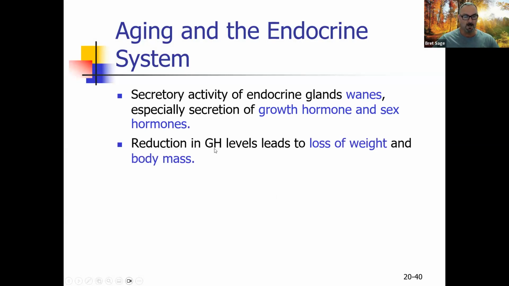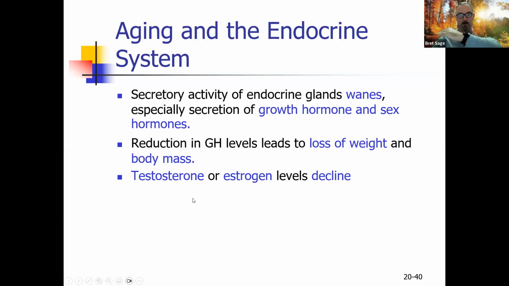Reduction in GH, or growth hormone levels, leads to a loss of weight and body mass, sometimes, but not always. Testosterone or estrogen levels decline. Now, this is very different in men and women. Testosterone levels in men decline gradually with age, and estrogen levels drop off precipitously after a woman stops ovulating.